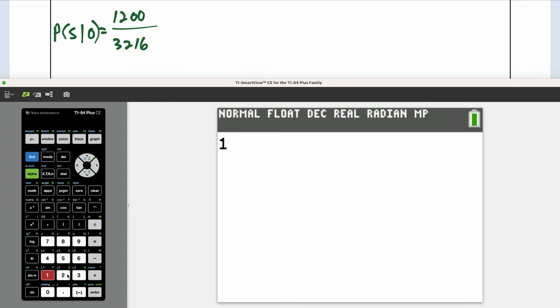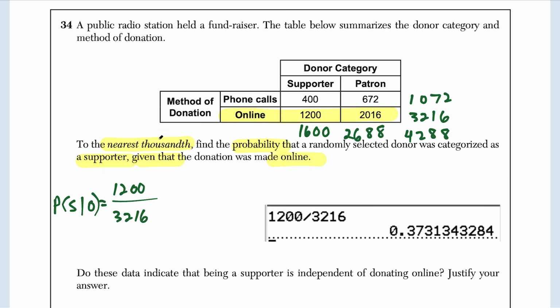So we'll just type this in. We have 1,200 and we're dividing by 3,216. And this is the decimal we need. And remember, we're rounding our answer to the nearest thousandth.